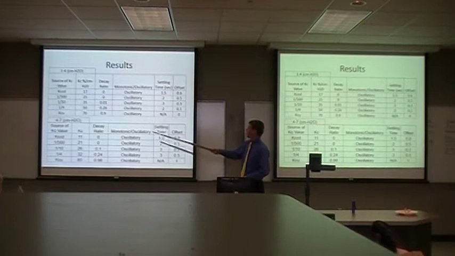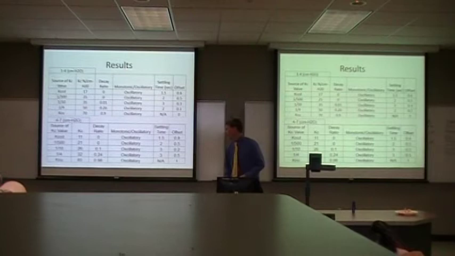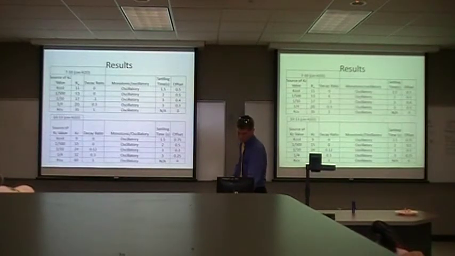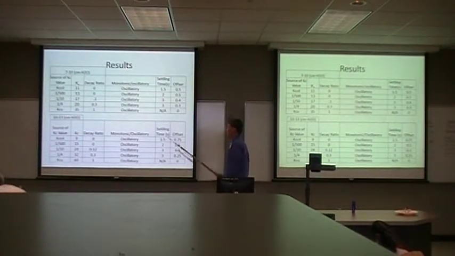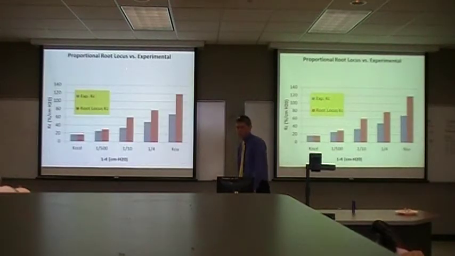And we also found the settlement time for each of these, and then the offset. And this is for each group. And they also ended up being completely different from what we got for our root locus. This is the same stuff for 7 to 10 and 10 to 13. I have the graph next that actually compares all this together.